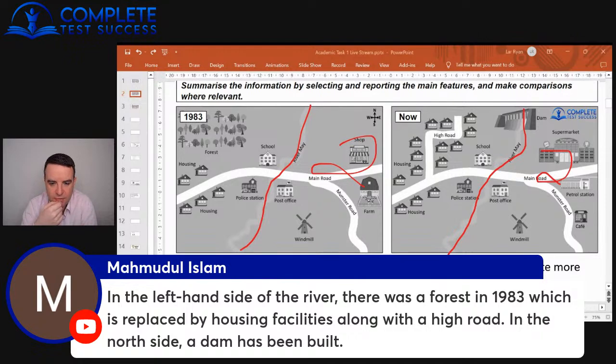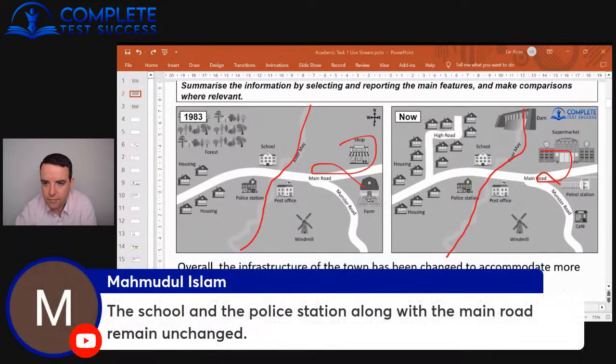In the left-hand side of the river, there was a forest in 1983, which, and we have to use present perfect because we don't know when it happened. We know it happened before now, so that would mean we're talking about present perfect. So it has been replaced. You're correct to use passive structure, but we would need to use present perfect passive. So it has been replaced by housing, not housing facilities, just housing, along with a road named High Road. In the north side, a dam has been built. The school and police station, along with the main road, remain unchanged.